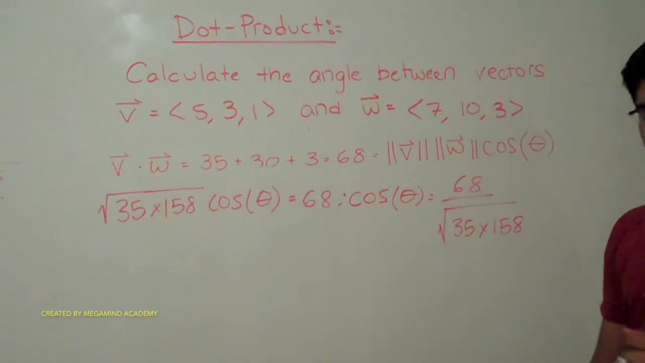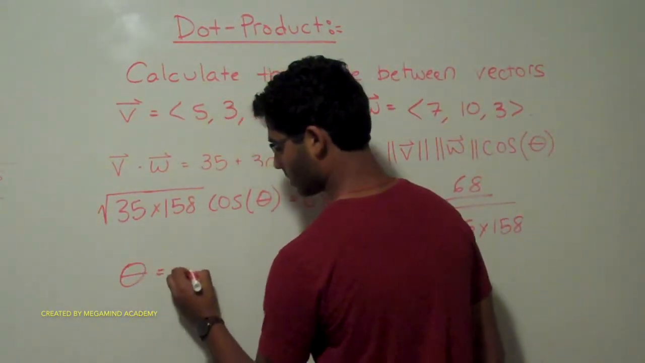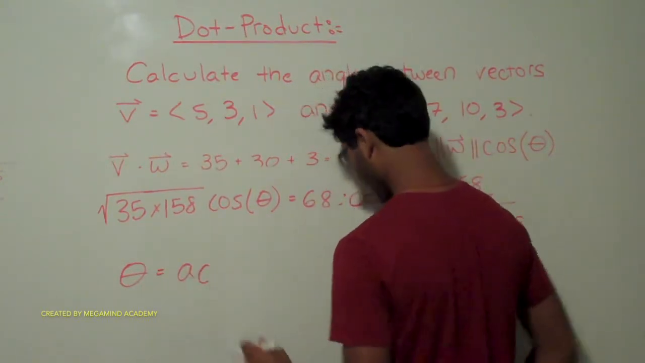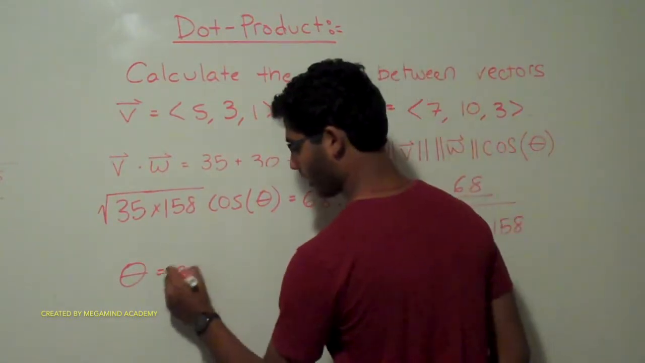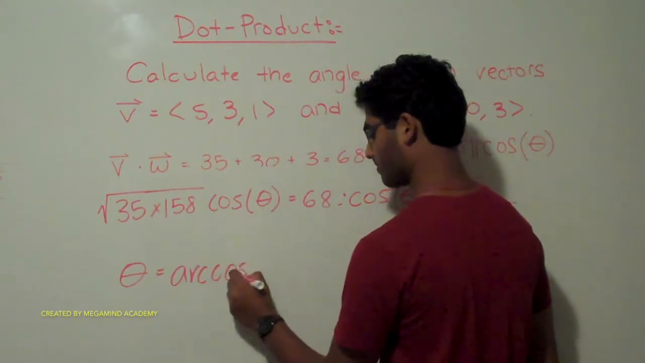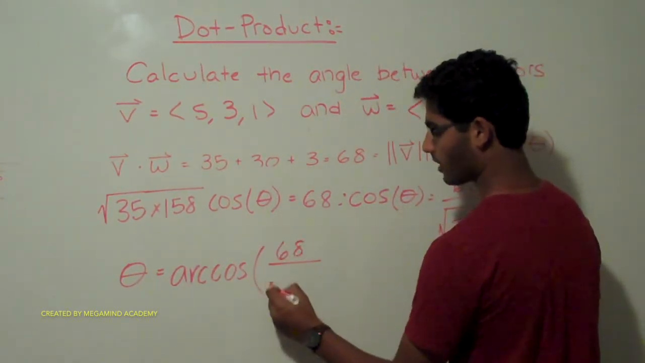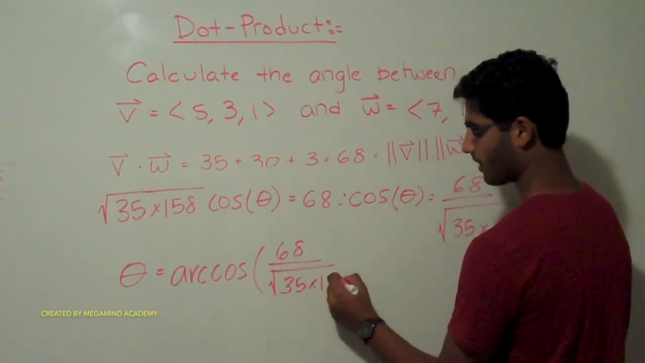So that means that the answer to our problem is theta is equal to inverse cosine, or arc. I cannot spell today. So theta is equal to arc cosine of 68 over the square root of 35 times 158.